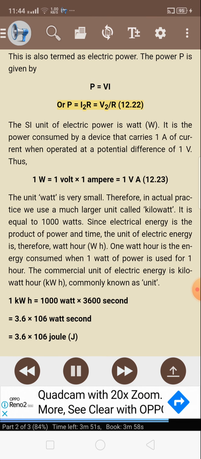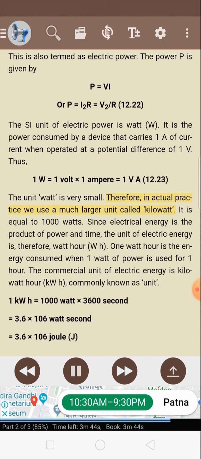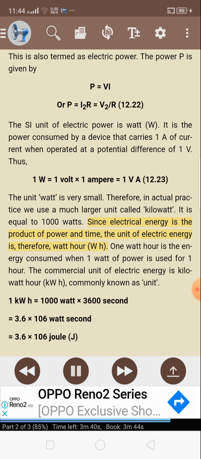It is the power consumed by a device that carries 1 A current when operated at a potential difference of 1 V. Thus, 1 W = 1 volt × 1 ampere = 1 V A (12.23). The unit watt is very small. Therefore, in actual practice we use a much larger unit called kilowatt. It is equal to 1000 watts. Since electrical energy is the product of power and time, the unit of electric energy is therefore watt-hour (Wh). 1 watt-hour is the energy consumed when 1 watt of power is used for 1 hour.